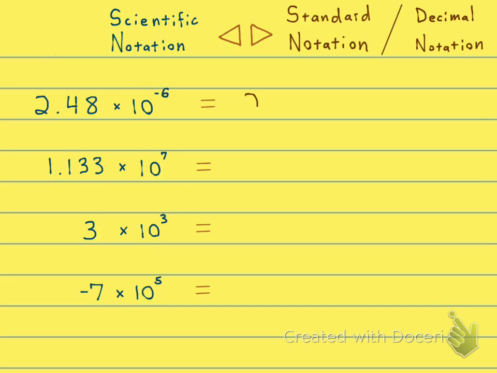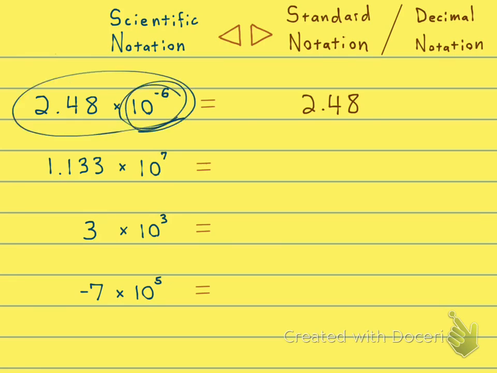We're going to take our 2.48, and now we have to move this decimal 6 places. Now, this is a really small number because it's 10 to the negative 6. It's the same as 1 over 10 to the 6. That's really small, and that means we need to move our decimal to the left. Let me write that up here. We're going to move it to the left 6 places.